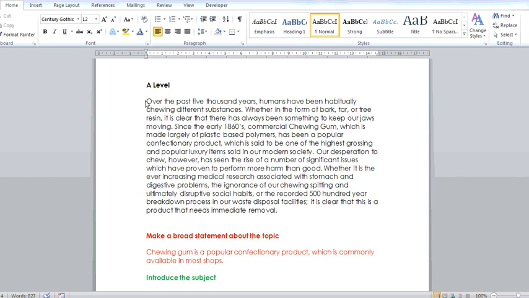Let's have a read. Over the past 5,000 years, humans have been habitually chewing different substances. Whether in the form of bark, tar, or tree resin, it is clear that there has always been something to keep our jaws moving. That's a bit of that character that we've been talking about. We'll come back to that. Since the early 1860s, commercial chewing gum, which is made largely of plastic-based polymers, has been a popular confectionery product, which is said to be one of the highest grossing and popular luxury items sold in modern society.